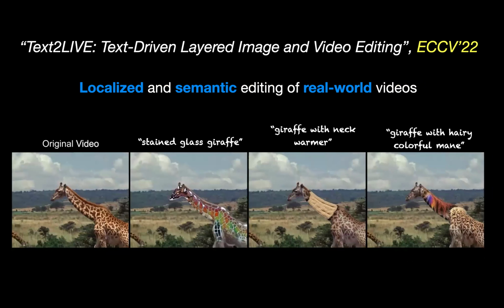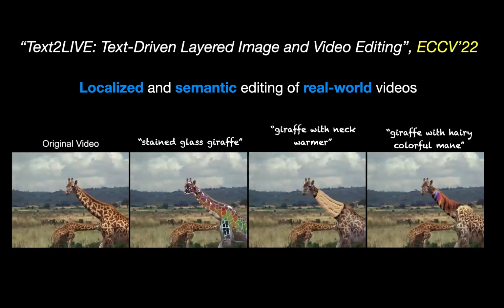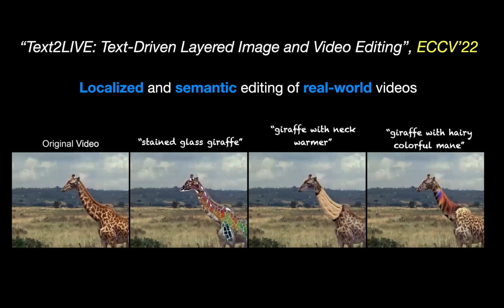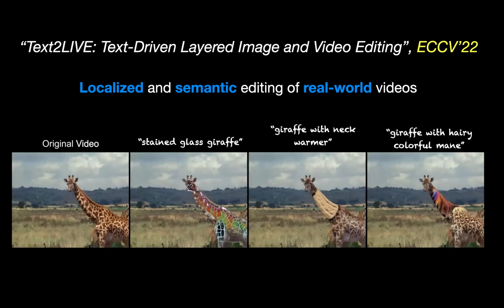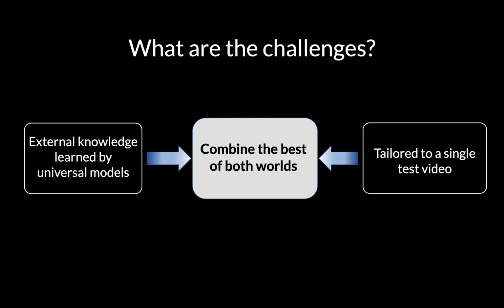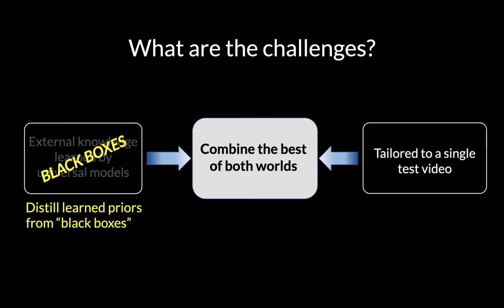And this allowed us to, again, perform these localized and semantic text-driven edits to real-world videos for the first time. Okay, so one of the main challenges in pursuing this goal of combining these two ends of the spectrum is that current foundation models are mostly treated as black boxes. We do not fully understand them. We do not fully understand the priors that they learn and how they are internally represented. And this poses the challenge: how can we distill these learned priors from these black boxes?